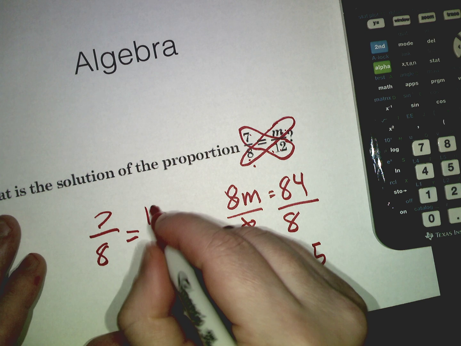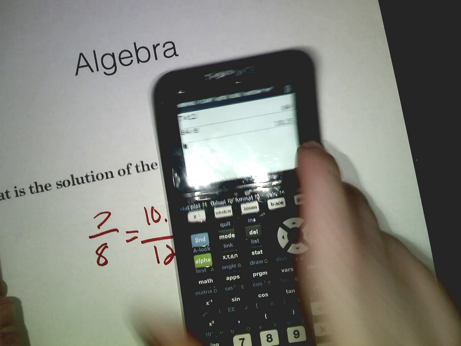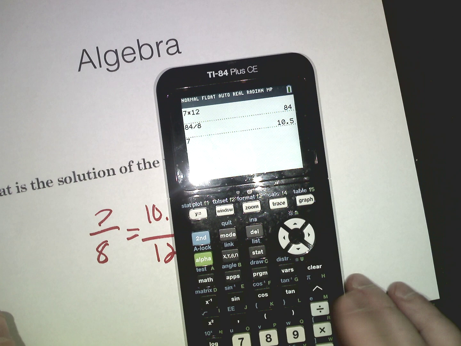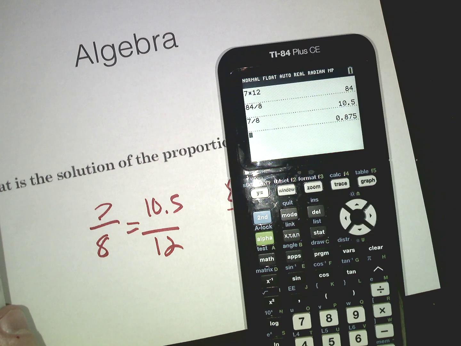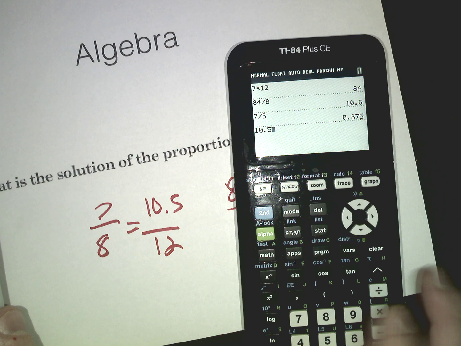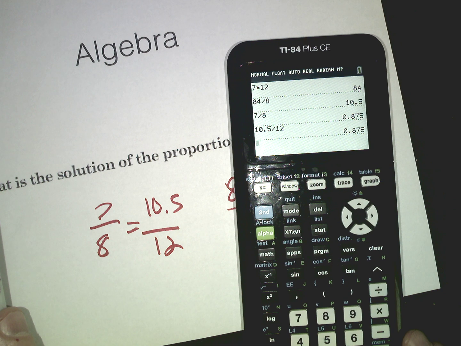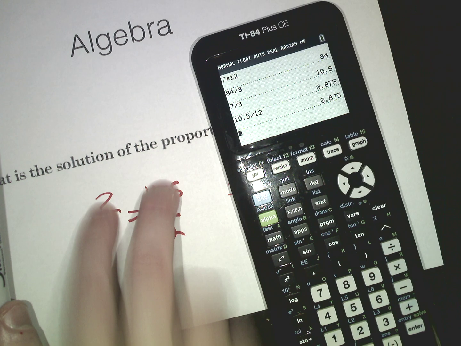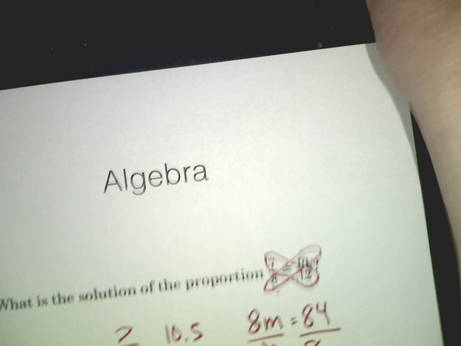So if you want to think of it, after it's solved, 7 divided by 8 is equal to 10.5 divided by 12. Like, one step. Well, what's 7 divided by 8? It's 0.875. And then 10.5 divided by 12, same thing. These two are equivalent fractions. Very interesting thought there.